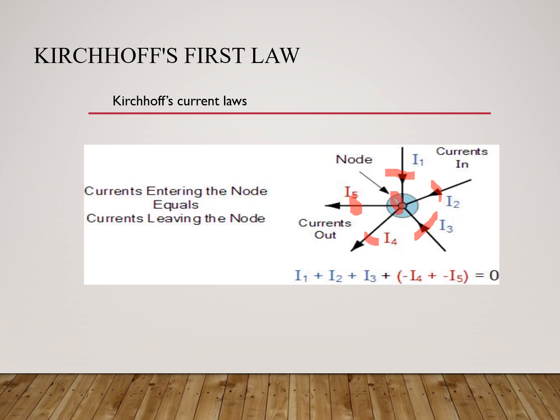With the help of this equation, we can identify that I1 plus I2 plus I3 minus (I4 plus I5) is equal to 0. At the next stage, we can write that I1 plus I2 plus I3 will be equal to I4 plus I5, that is, the current entering a node will be equal to the current leaving the node.